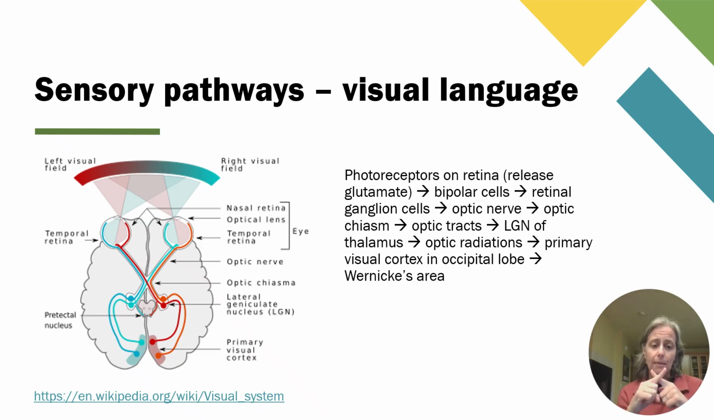Then that crosses at the optic chiasm, but individual axons may or may not cross, depending on which part of the retina they're from. If they're from the nasal part of the retina, they're going to cross, and if they're the temporal part of the retina, they're not. They're going to stay ipsilateral. And then we're going to go through the optic tracts after the chiasm, and end up in the lateral geniculate nucleus of the thalamus and have a synapse there, and then send axons through optic radiations back to the primary visual cortex in the occipital lobe. And so if it is language related visual information, then that's going to go to Wernicke's area for processing so that we can understand it.